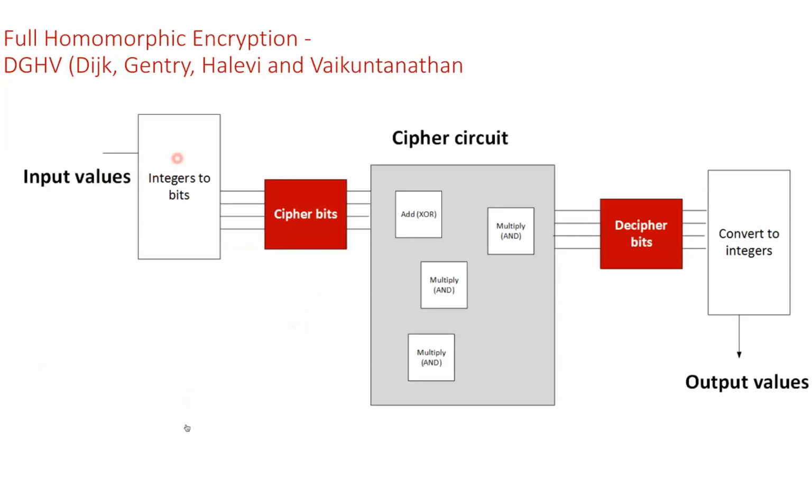It breaks the numbers into bits, and then these become cipher bits, and we put them into a cipher circuit, and when we look in here, we can't determine anything to do with the original data. This all just looks scrambled and random. But then when we decipher, we'll get the result back.